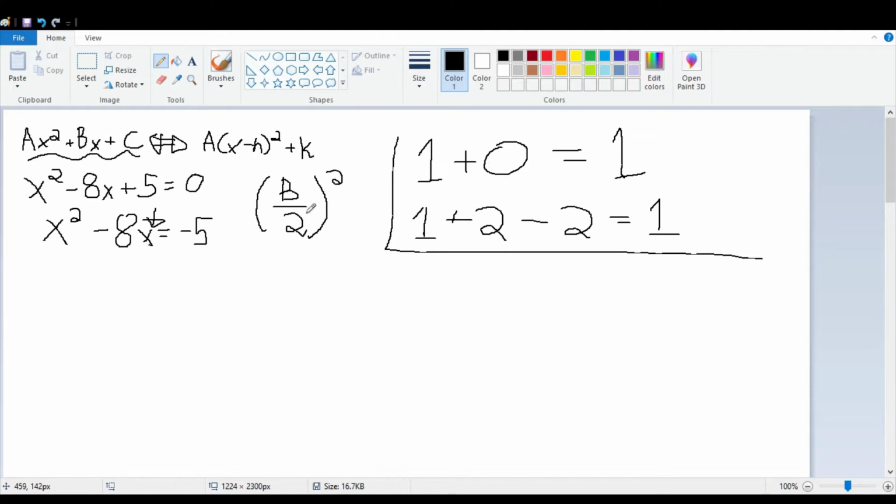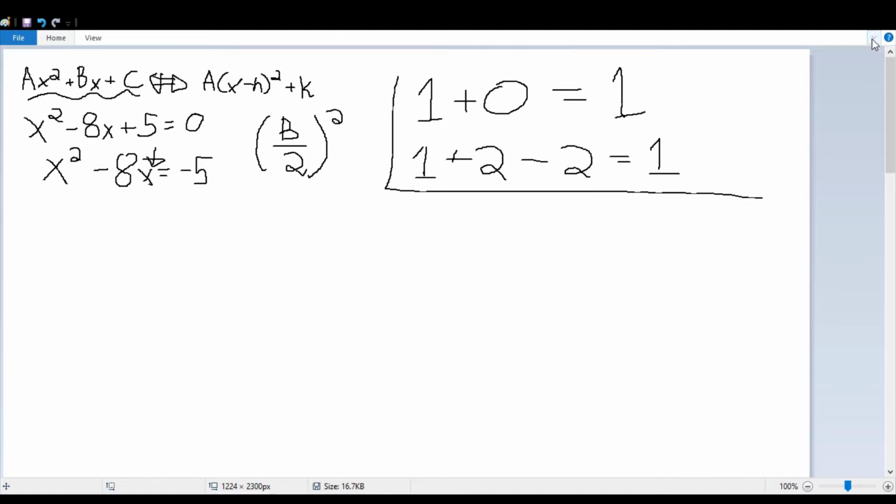Welcome back to the Paint document. So, what are we going to do now? So, now we know why this is the missing term that we're going to need to add and subtract from the equation to essentially complete the square. So, our b term is this negative 8. Remember, you got to keep that sign with this 8.